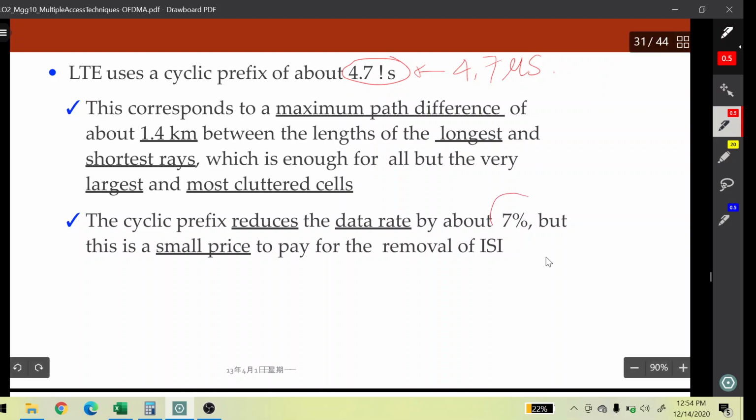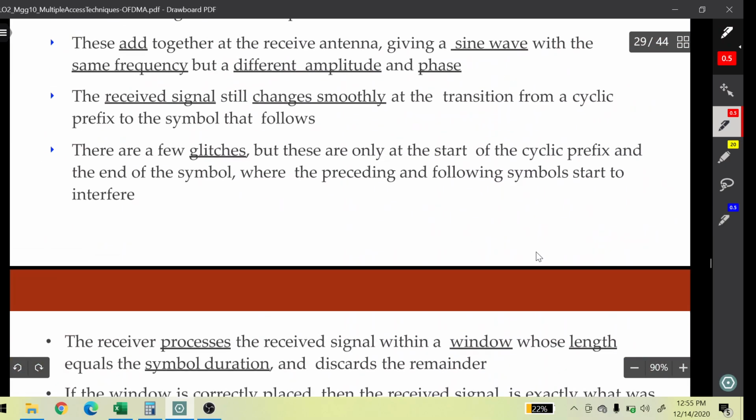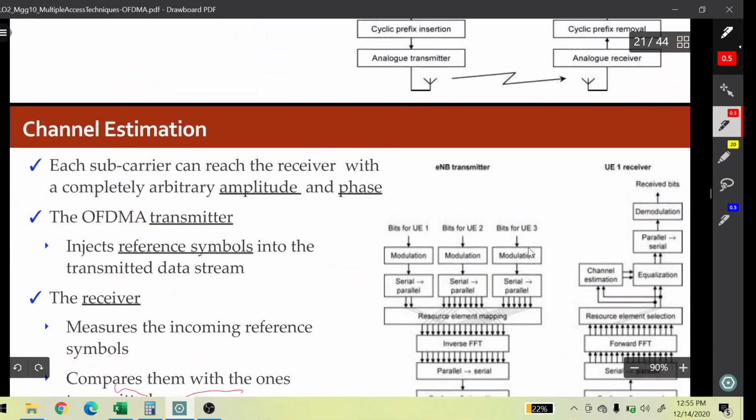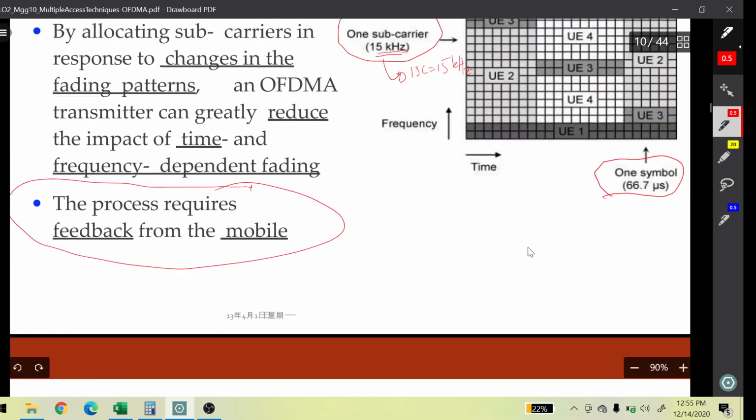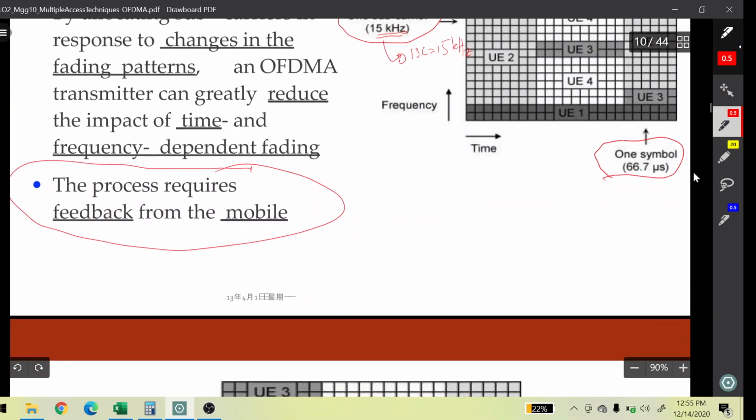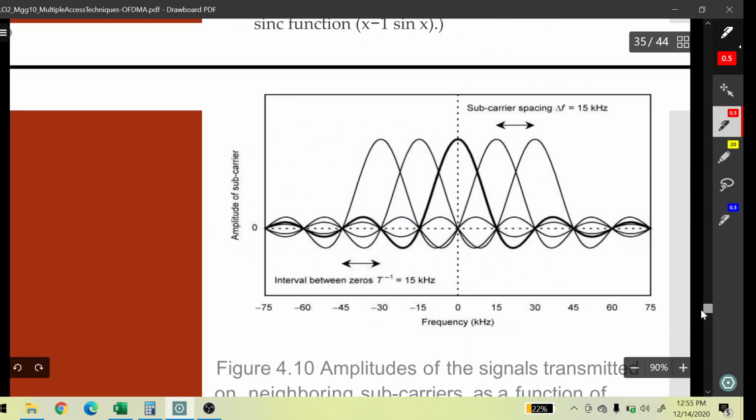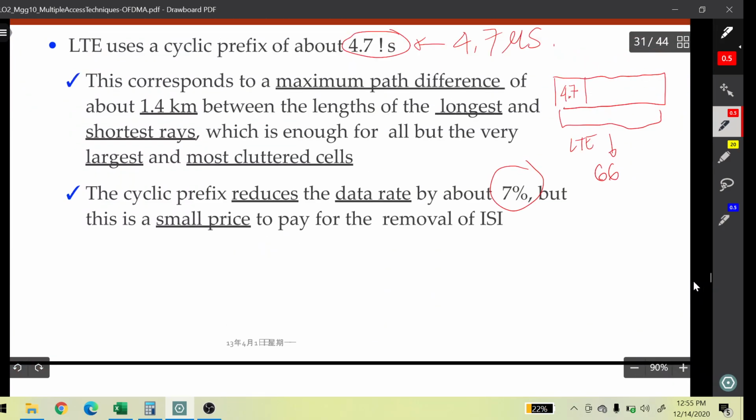Now, where does this 7% come from? What do you think? Cyclic prefix, 4.7. How long is the symbol period here in LTE? It is 66.7 microseconds. We could see that here, one symbol period in OFDMA consists of 66.7 microseconds. That's why the data rate is reduced by 7%.